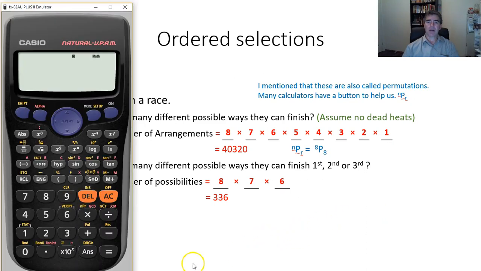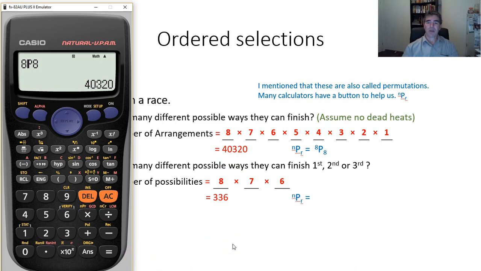Let's call up our calculator. On our Casio FX-82AU Plus 2, above the times button we've got our nPr. Different calculators will have them in different positions. For this one, we had 8 people in the race. Because it's in yellow, I press Shift, then nPr, which gets my P up on the screen, and I had 8 positions to fill. Press equals, and we get our 40,320 possibilities.